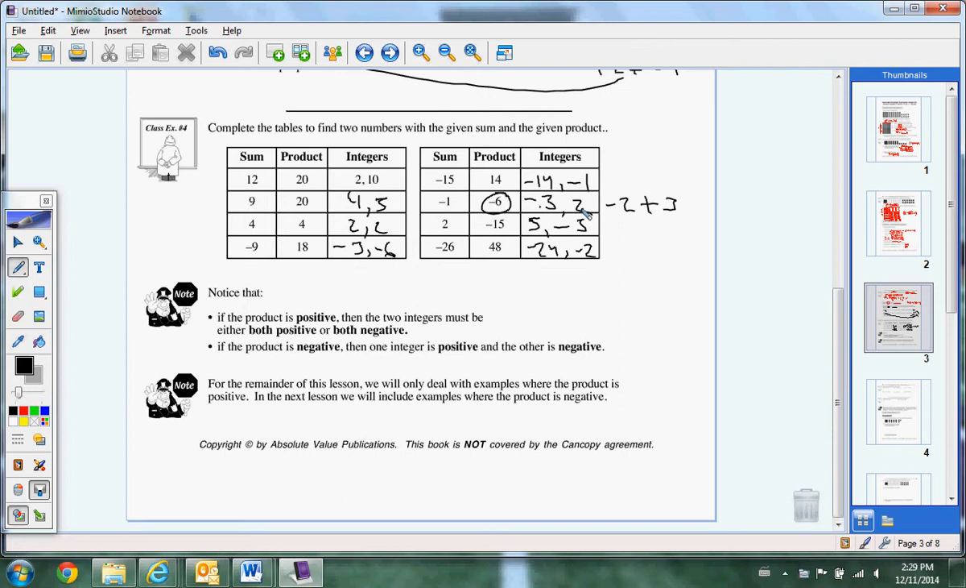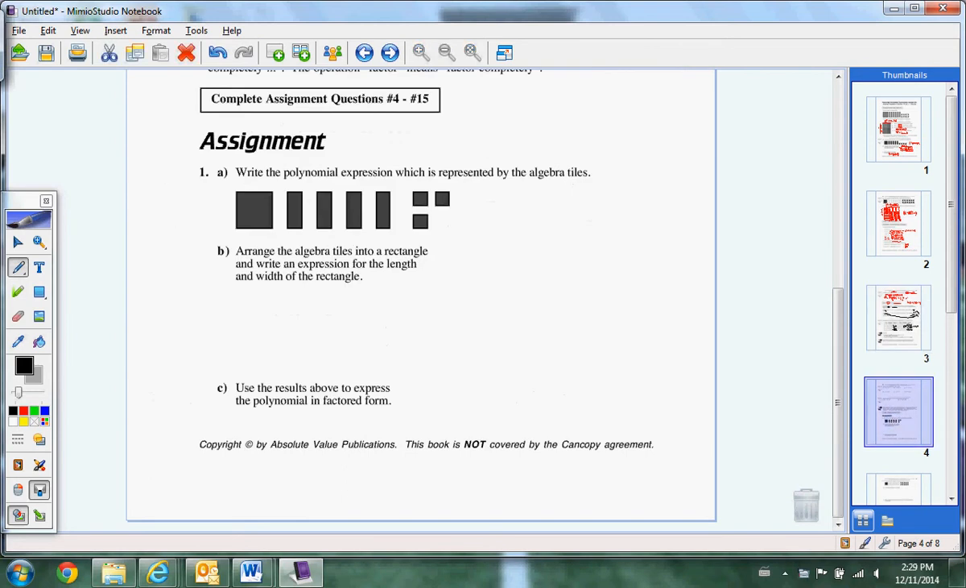Okay, for the remainder of the lesson, we will only deal with examples where the product is a positive. So we're going to stay with the easier ones today. Okay, these are our last examples here. I guess it wasn't too long today, not too bad.